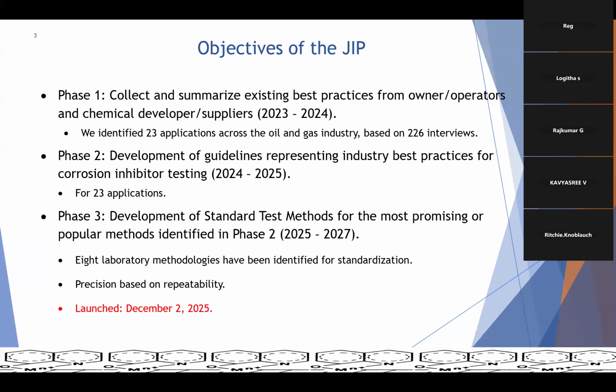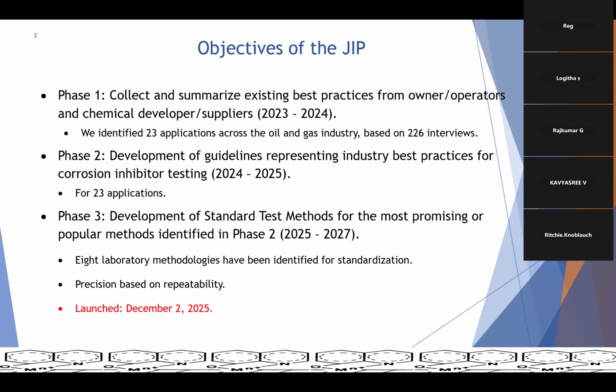We really appreciate it. Based on those interviews, we identified that in the oil and gas industry, we use corrosion inhibitors for 23 different applications. Some of them are very traditional, for example, downhole tubular or oil production pipelines. Some of them are very recent, new, for example, carbon sequestration pipelines, hydrogen pipelines, and to some extent, biofuels pipelines. So phase 1 collected and summarized the current best practices.